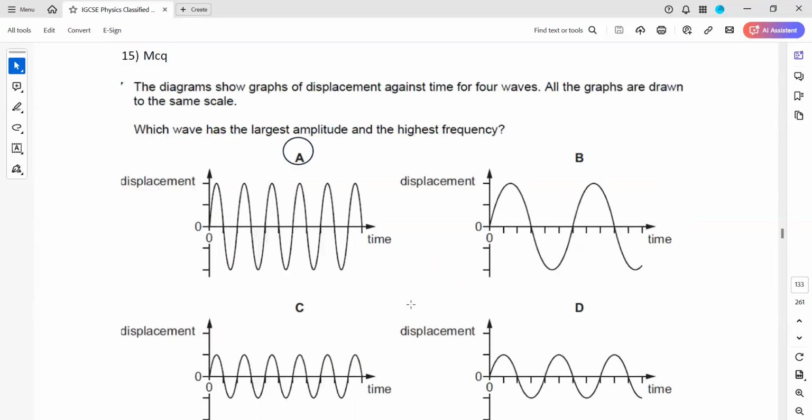In question 15, the diagram shows graphs of displacement, and we need the largest amplitude and the highest frequency. Amplitude refers to the height. When we compare, A and B have the same heights, and C and D have a smaller height. So either A or B can be the answer. But what about the frequency? Frequency refers to the number of vibrations in 1 second. On the same time scale, you can see A has more vibrations than B. So A has a higher frequency and A also has a higher amplitude. That's why A is the right answer.